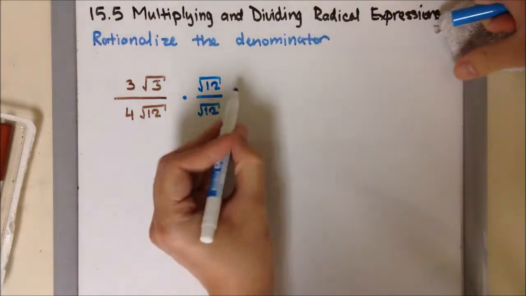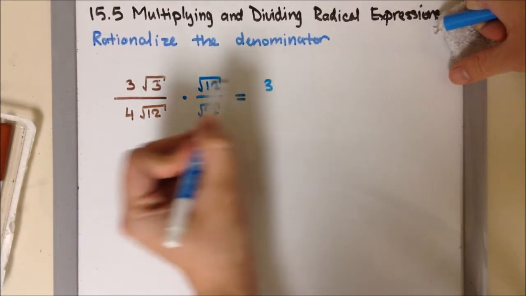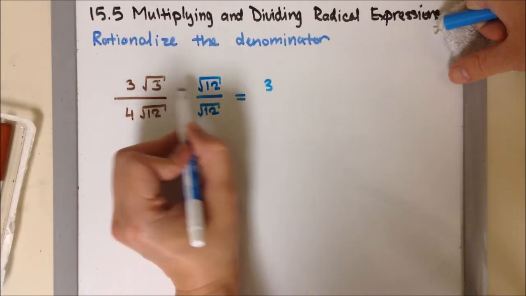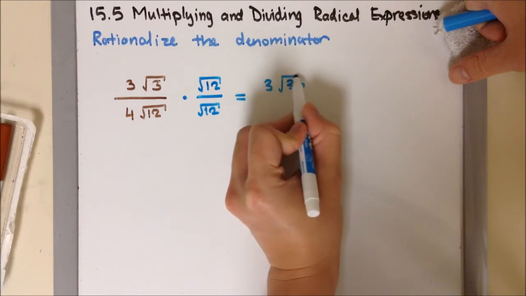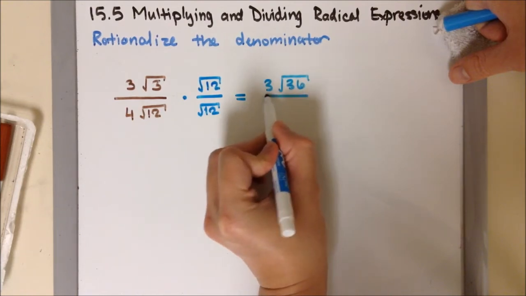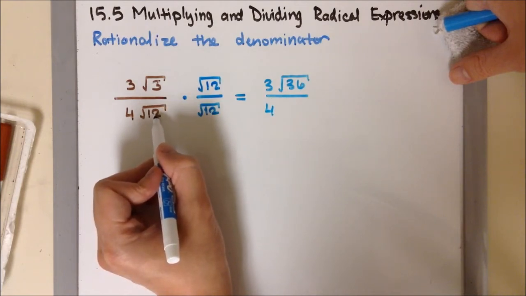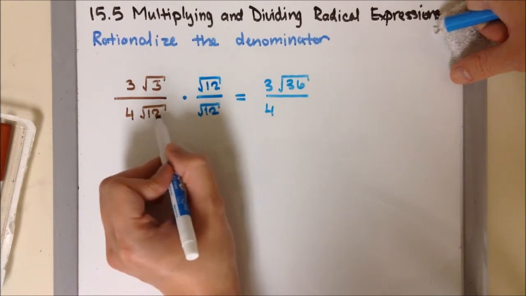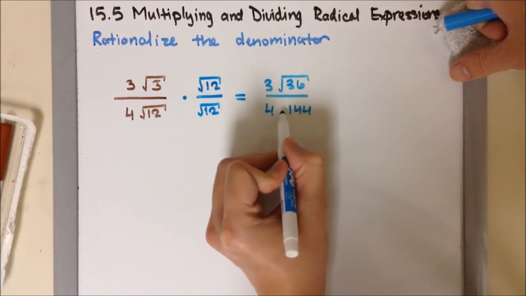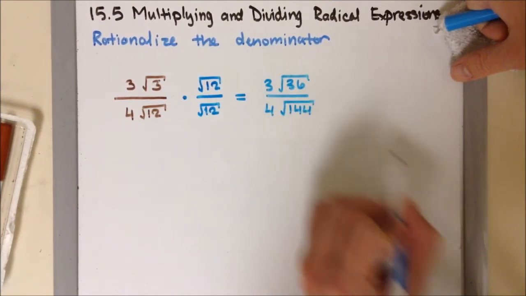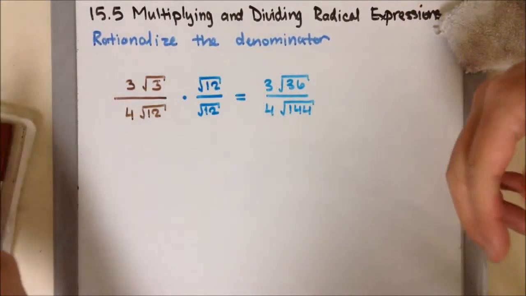So when I multiply, we're still going to have 3 outside in the numerator, and then inside the radical, 3 times 12, that's 36. Over, I'm going to have the 4, but now the square root of 12 times the square root of 12, so inside is going to be 12 times 12, which is 144.